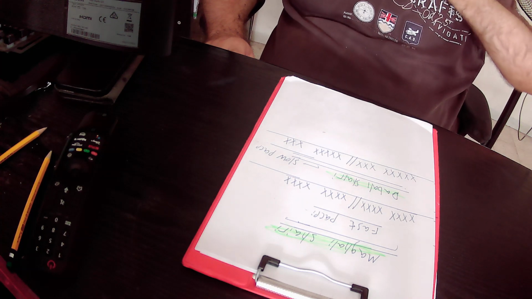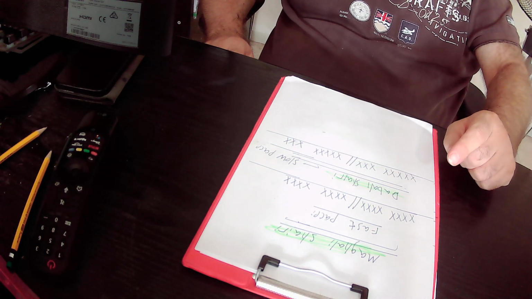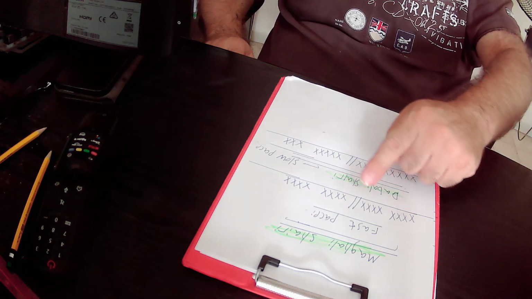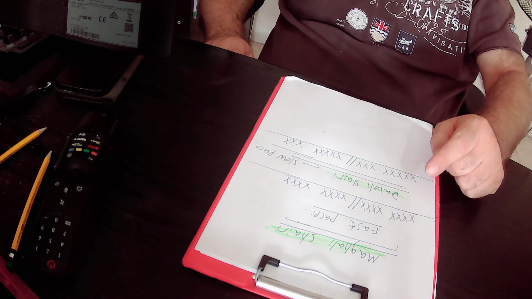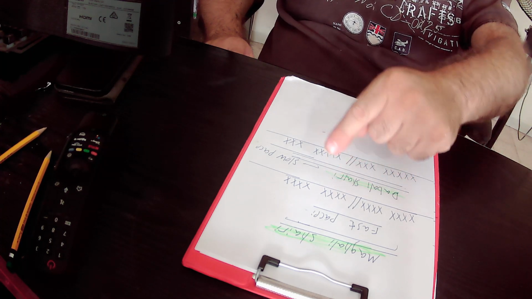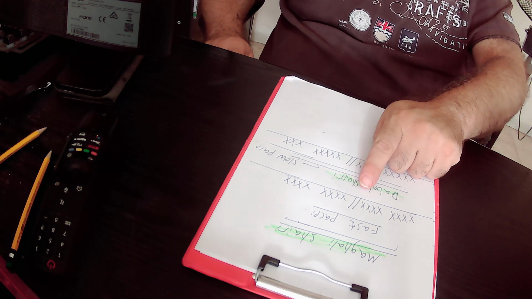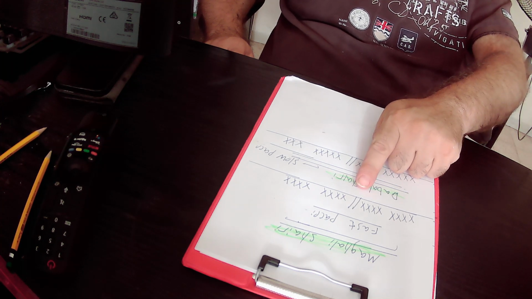In the Marali shairi, the line is broken into 4 segments. Here, 1, 2, 3, 4. Each segment consists of 4 syllables. So it is 4 plus 4 plus 4 plus 4. And we have a break or a comma after the second segment here.